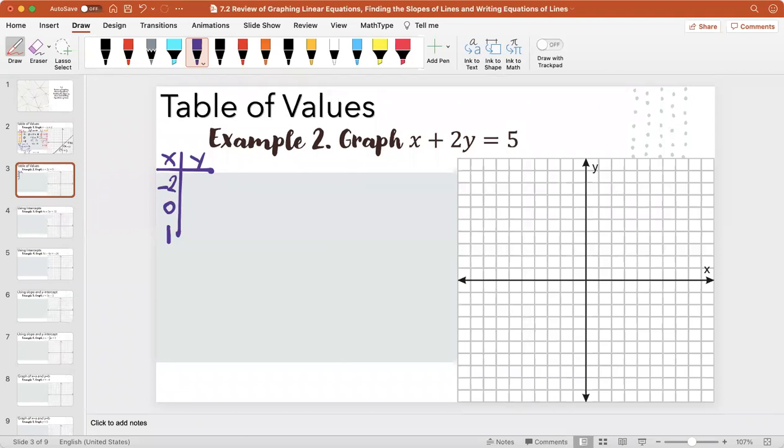All right. So if your values for x are -2, 0, and 1, what are your values for y? Let's start from -2. If x is equal to -2, what's your y? We have your x plus 2y equals 5. Plug in. Your x is -2.